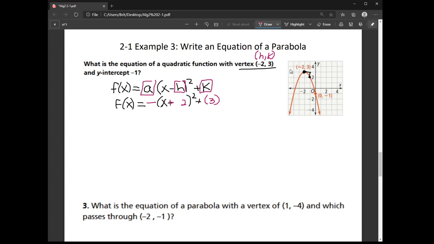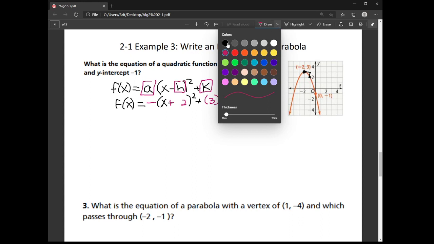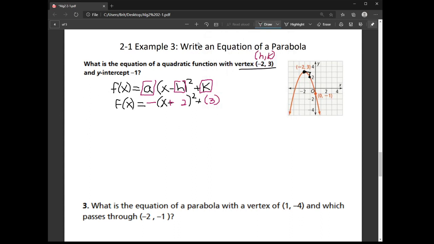But now what if we don't have the graph to tell us that? What if we only have the fact that there's the y-intercept? Alright, I would still be at the point where I have this expression. Instead of calling it f of x, I'm just going to call it y real quick. Alright, so I had y equals a times x plus 2 squared plus 3, right? I can get rid of these parentheses too, I don't need them. So what they're doing is they're giving us another point.